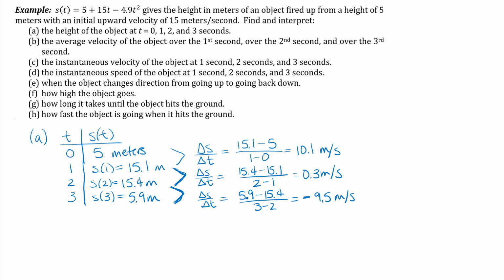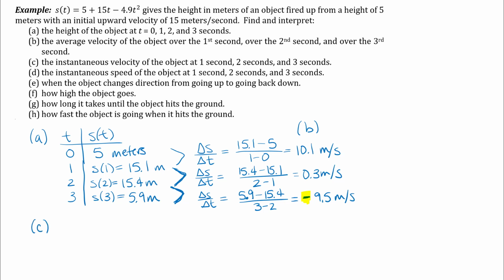We actually already knew that from just thinking about those heights, but that's important to understand what that negative on that rate of change means. All right, so those are our answers right there for part B. The average velocity of the object over the first second, second, and third second. All right, part C and D asks us about instantaneous rates of change.